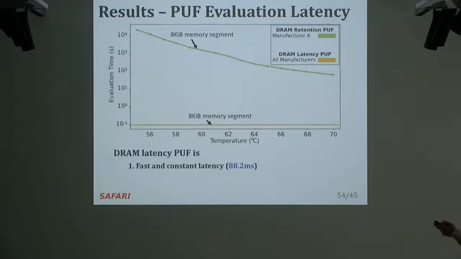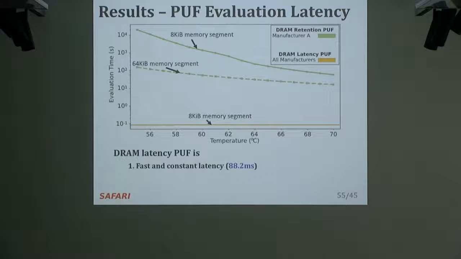Basically, if you use the same memory segment size, you need to wait a lot to evaluate the physical unclonable function. That's basically much slower, as you can see over here. Of course, at high temperatures, retention leakage is much faster, and you can see that the evaluation time reduces exponentially. That's exponential, as you can see, because you have a log scale over here. So this is still very slow at 70 degrees Celsius. And ideally, you don't want to operate here, right? You want to operate at low temperatures as much as possible.